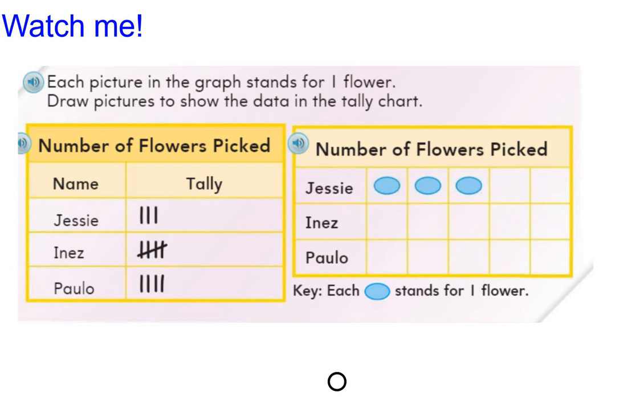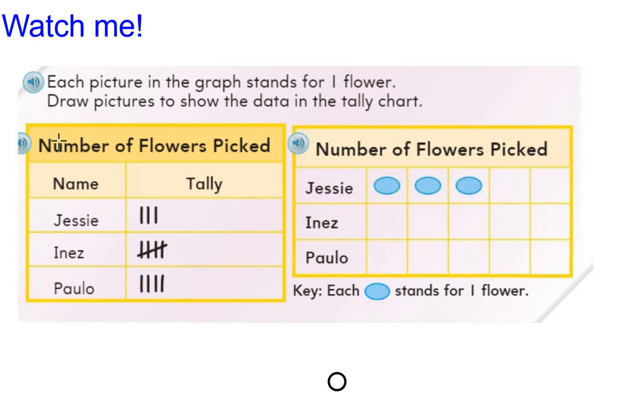It says each picture in the graph stands for one flower. Right here's the key: the blue oval stands for one flower. Draw pictures to show the data in the tally chart. So Jessie has 3 flowers.